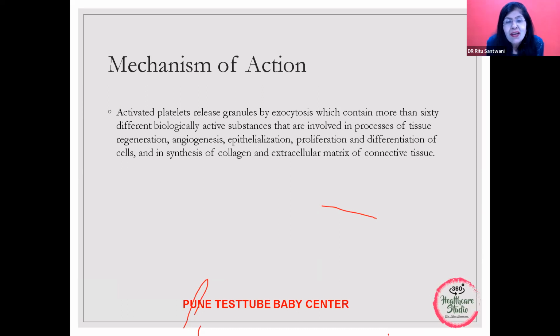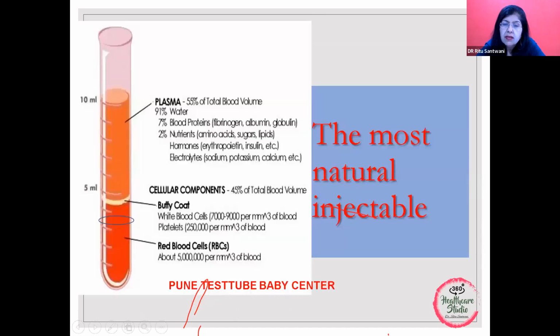The mechanism of action, as we all know: the activated platelets release the granules by exocytosis, which contain more than 60 different biologically active substances that are involved in the processes of tissue regeneration, angiogenesis, epithelialization, proliferation and differentiation of the cells, and the synthesis of collagen and extracellular matrix of connective tissue. So this is regarding the PRP.